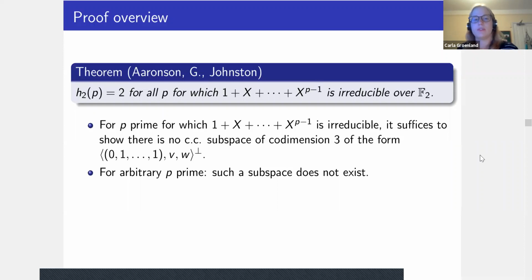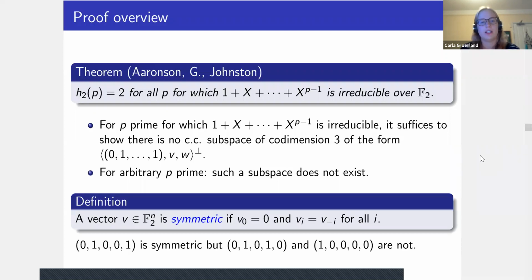Okay, so we proved this result by a case analysis on the structure of the vectors v and w, and therefore we introduced the notion of a symmetric vector. We call a vector symmetric if the 0 entry is 0, and if the i entry is equal to the minus i entry for all i. To give an example, I will start counting my vectors: the first entry will be 0, then 1, 2, etc.